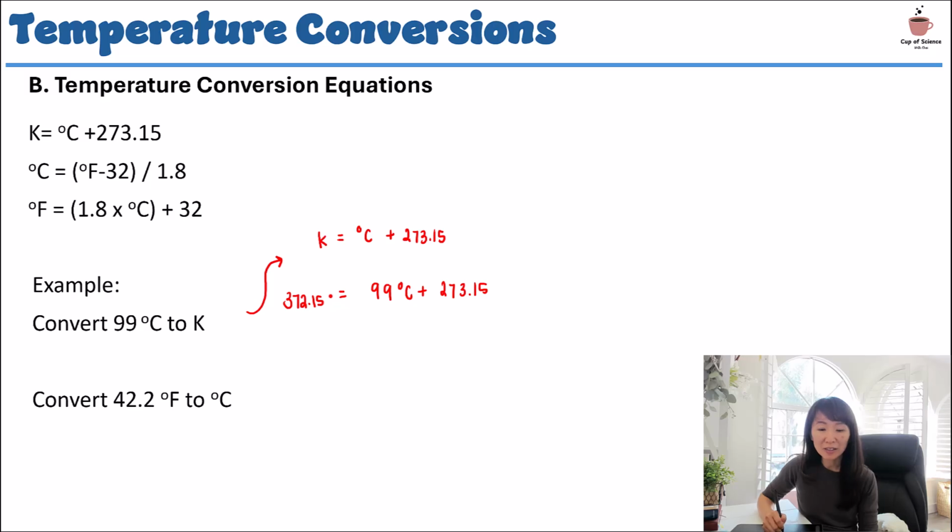And what is the unit? The unit is in Kelvin. So make sure you put the unit at the end, not in the beginning of the value. Okay, so the value goes first with the Kelvin last.